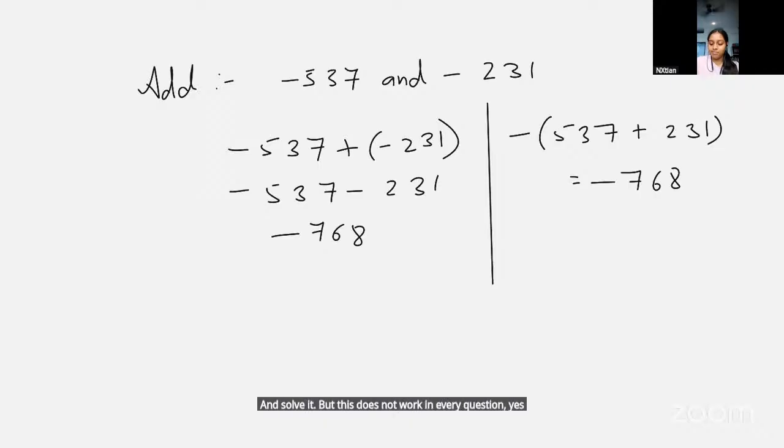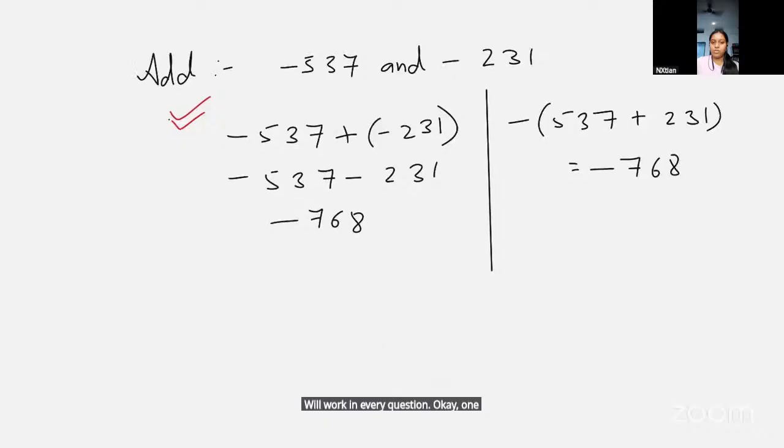Yes, Hannah? Ma'am, that was my question. Yes, this does not work in every question. So you can just use this method because this sign method will work in every question. Okay, one more question we will see.